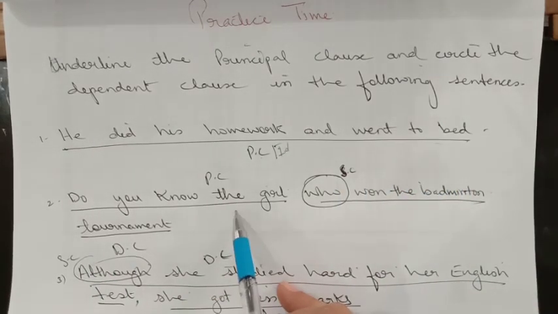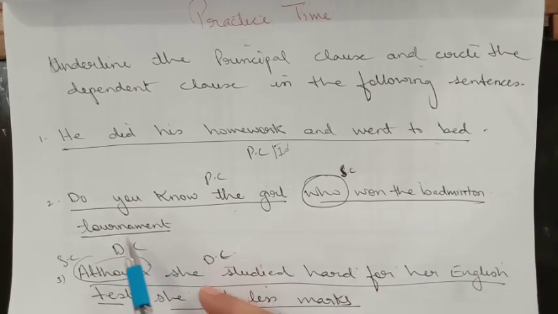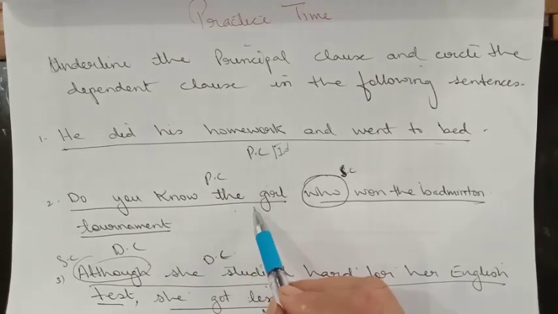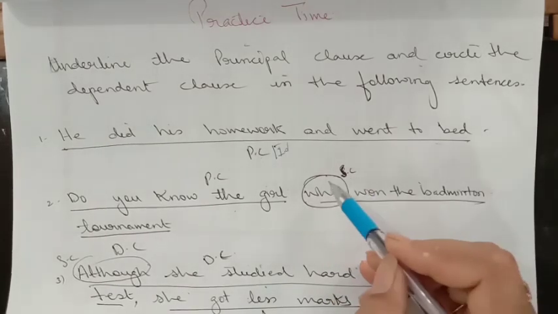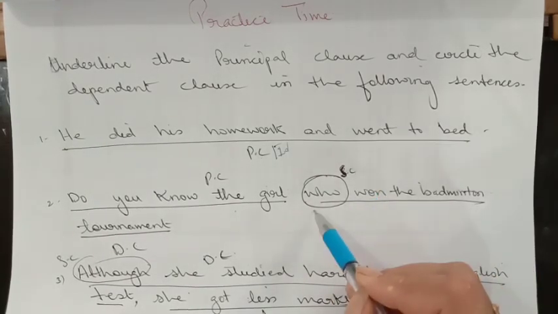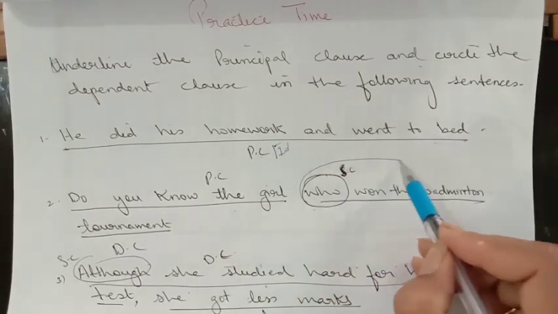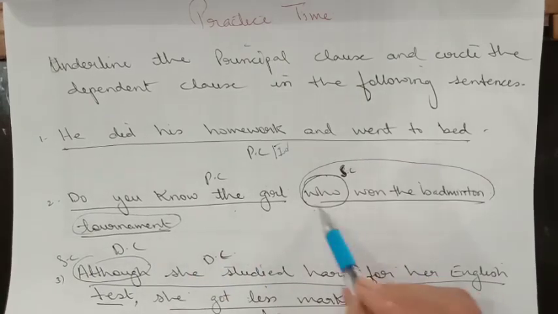Do you know the girl who won the badminton tournament? Now, do you know the girl? This becomes your principal clause. You have to underline it. You have underlined it, and then you have to circle the dependent clause. So, who won the badminton? First of all, see, it is starting with the subordinating conjunction. Won the badminton. So, this is your dependent clause. Okay, you have to circle it. Is it clear?